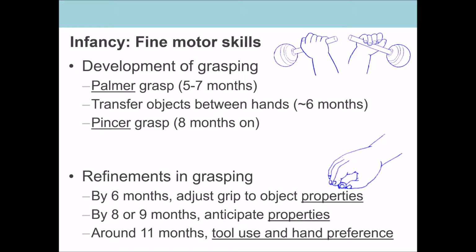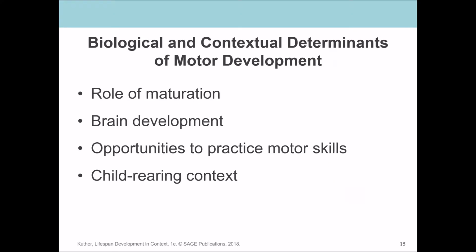And then by 8 or 9 months, they're able to anticipate the properties and prepare their hand in just a way to fit the size of that object. And around 11 months, they show tool use, like holding a blanket toward them to get a toy. And at this time, hand preference is fairly clear.